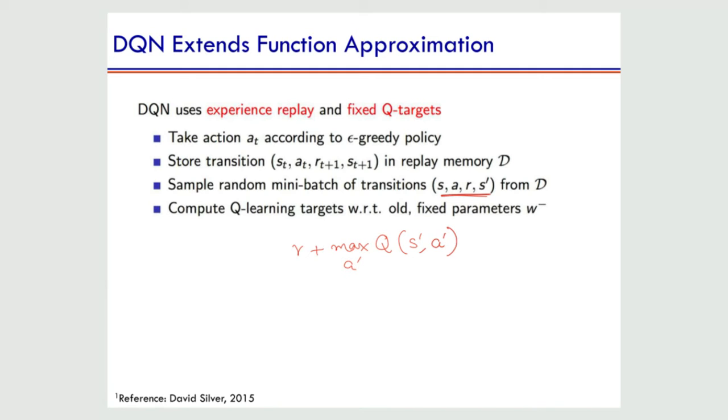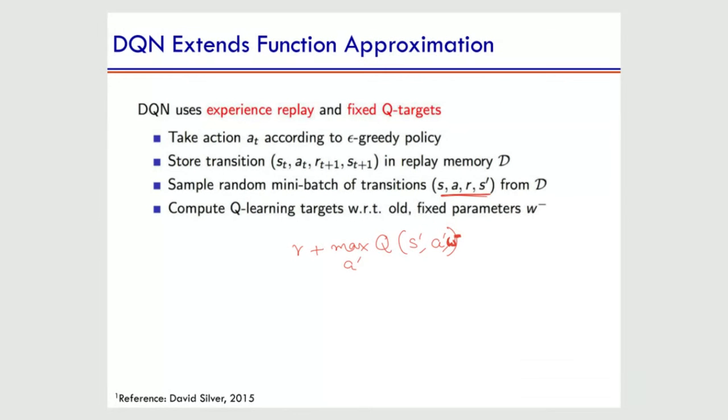Okay, I shouldn't have put bracket close there, but W. W is the weights of the network. So this is called a target. I'm going to compute these Q learning targets, but I'm going to compute them with respect to W minus. That's what I'm calling the old fixed parameters.